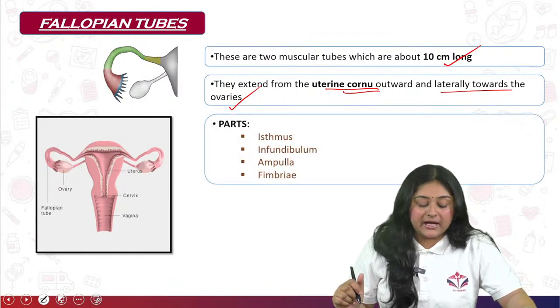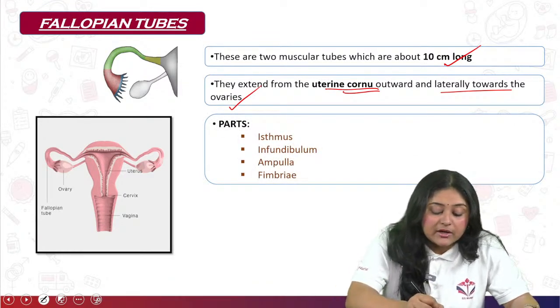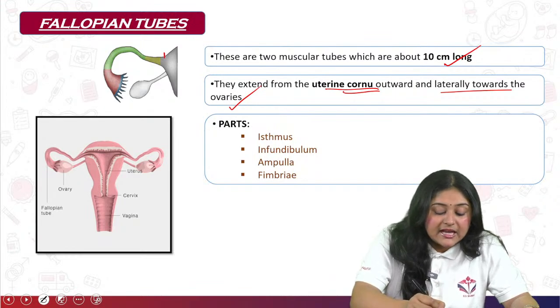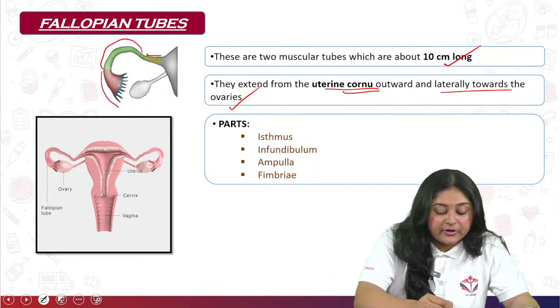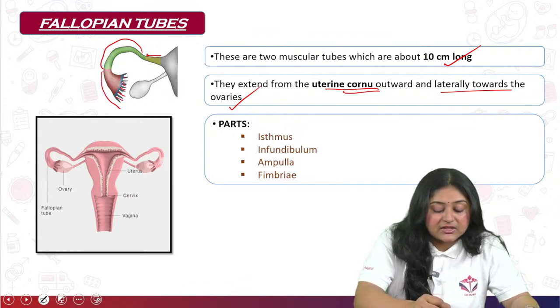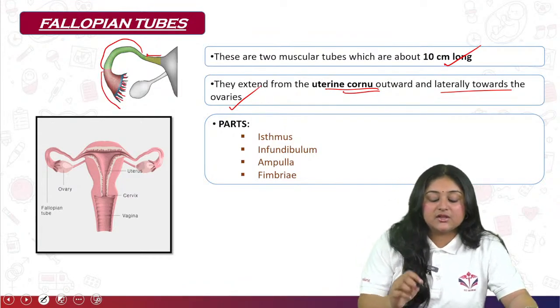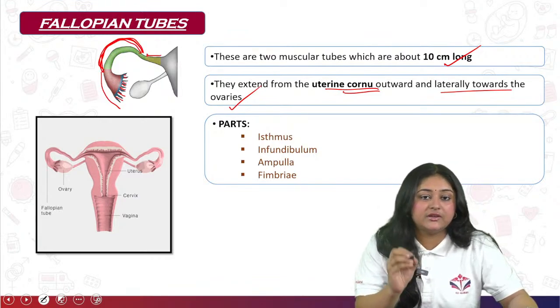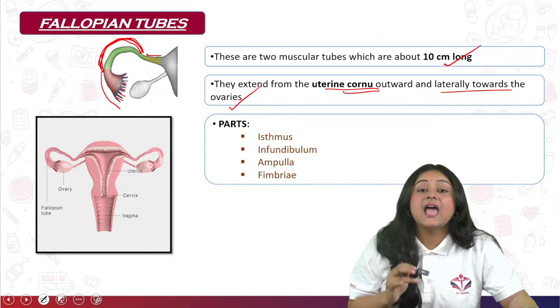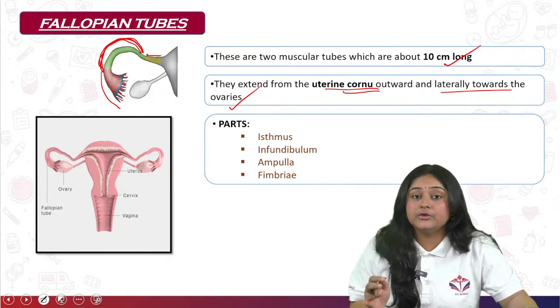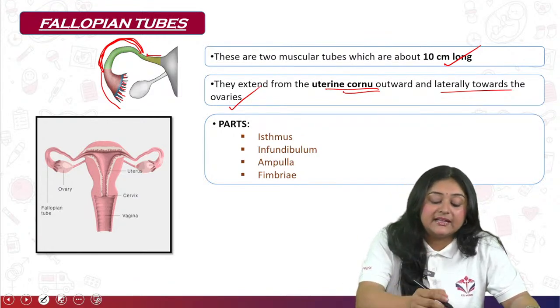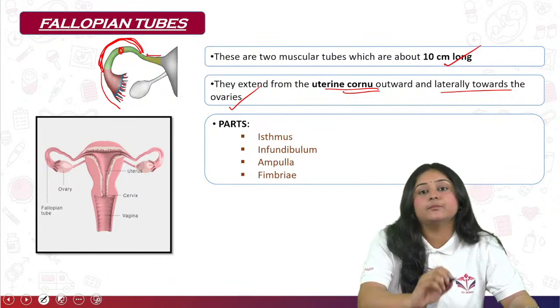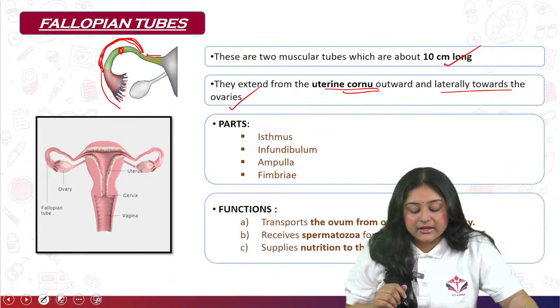Okay. Next, what are the parts? This part is called the isthmus. Next is the infundibulum, next is the ampulla, and next is the fimbriae. This finger-like structure is known as the fimbriae. These are all the parts, and the ampulla is one of the main regions where fertilization takes place. After ovulation, the mature ovum comes and stays inside the ampulla only.